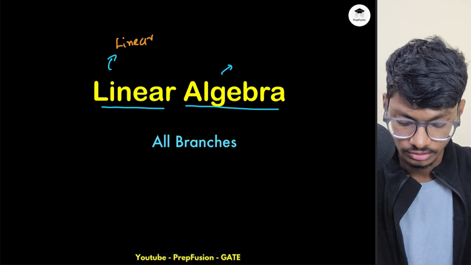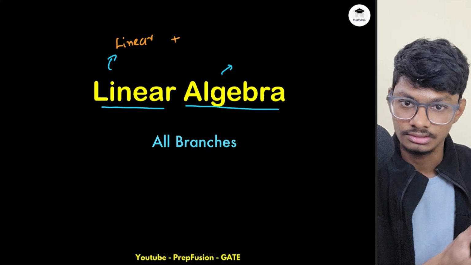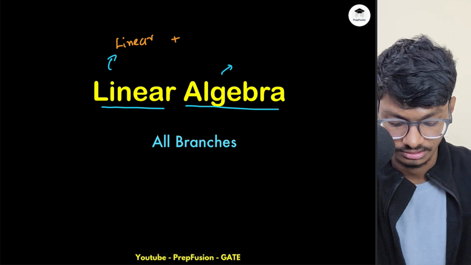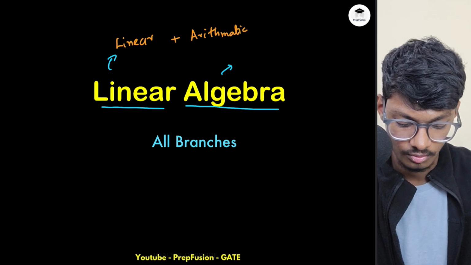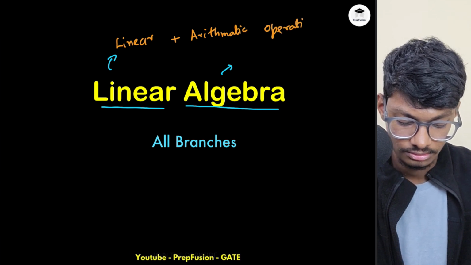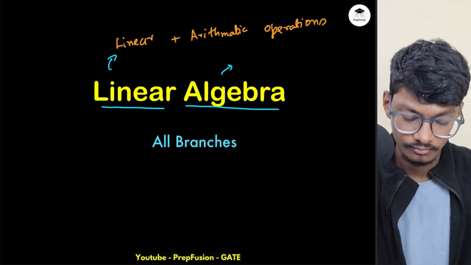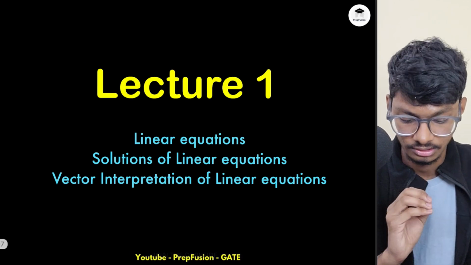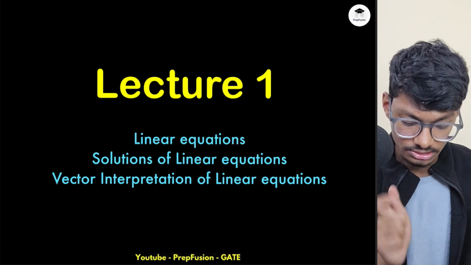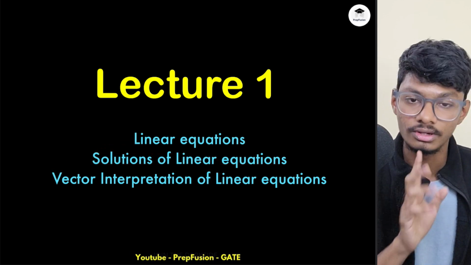Also, we have to understand what is algebra. Algebra basically means arithmetic operations with numbers or anything. So basically what we'll do is arithmetic operations with linear equations. Like in the first lecture, we'll study linear equations, solutions of linear equations, then the vector interpretation of linear equations.